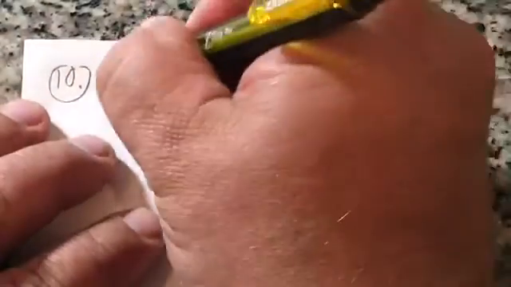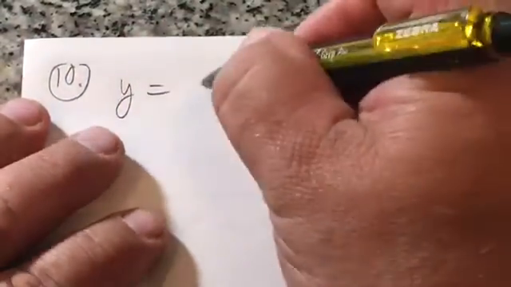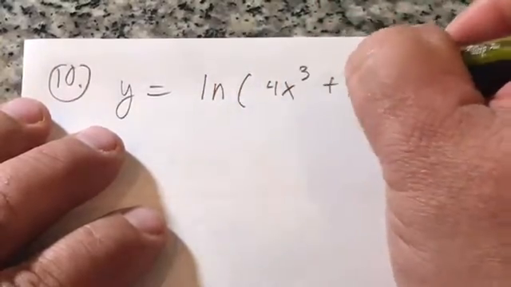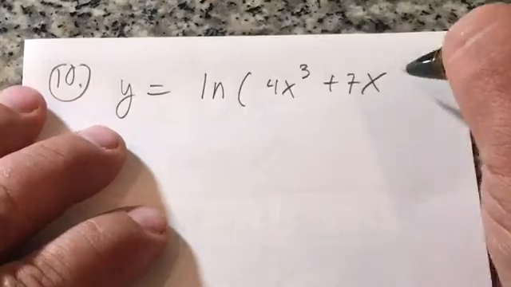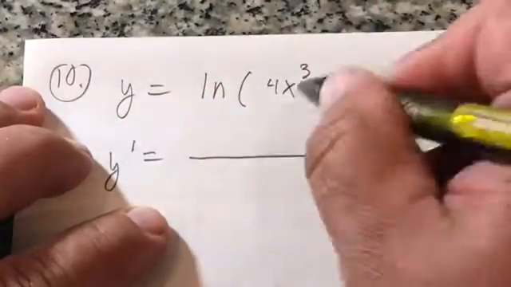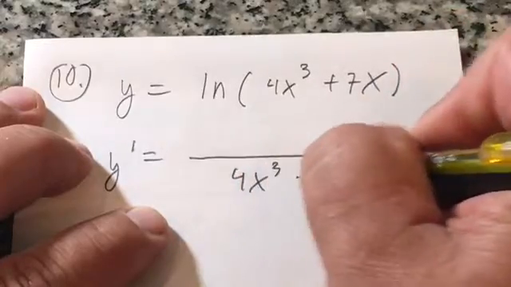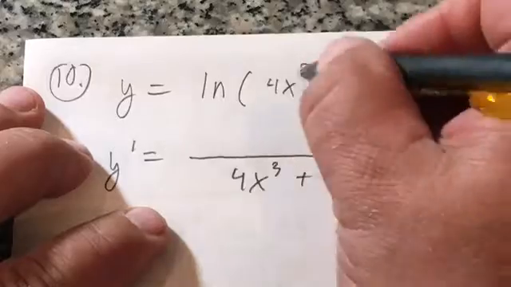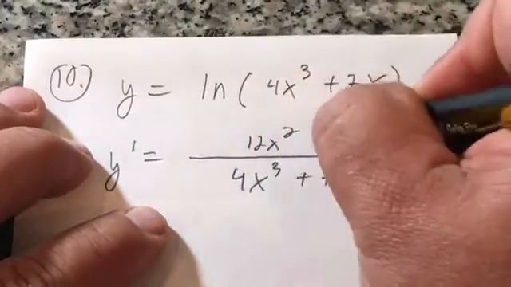Number 10. Y equals ln of 4x cubed plus 7x. Y prime is going to equal, big division bar, 4x cubed plus 7x goes on the bottom. And then what goes on the top is the derivative of the guts, 12x squared plus 7.